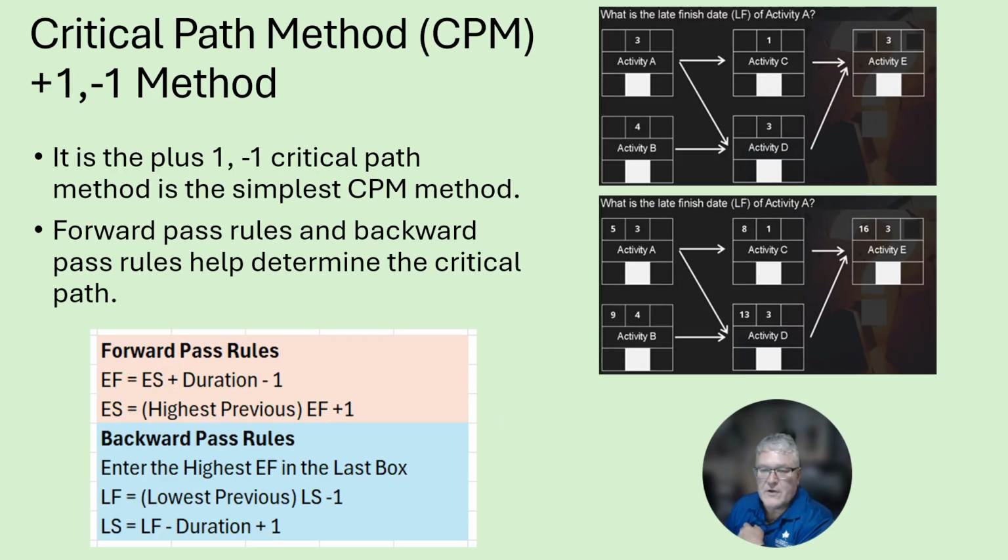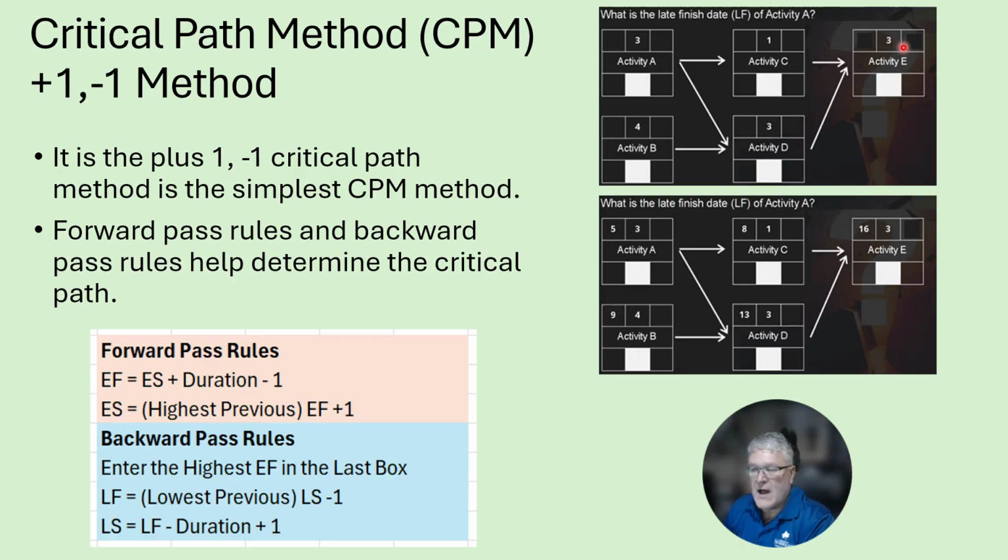So here's how to start with the critical path method, the +1 -1 method. It is a +1 -1 method, and it's the simplest critical path method to use. There are forward pass and backward pass rules, and we'll go through that in a minute. But the first thing you want to do when you use this is figure out your durations, and notice in the pictures on the left that we have activity A and the duration is 3 for it. There's activity B and the duration is 4 for it. For activity C, the duration is 1. For D, it's 3. And then for E, it is 3.